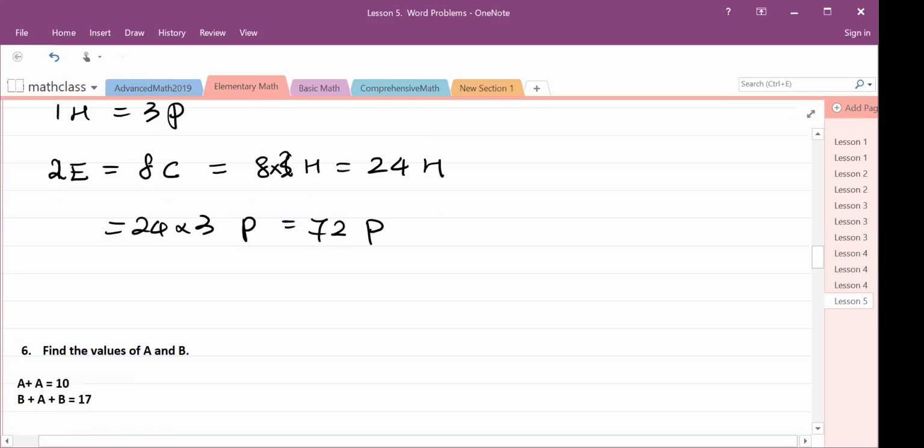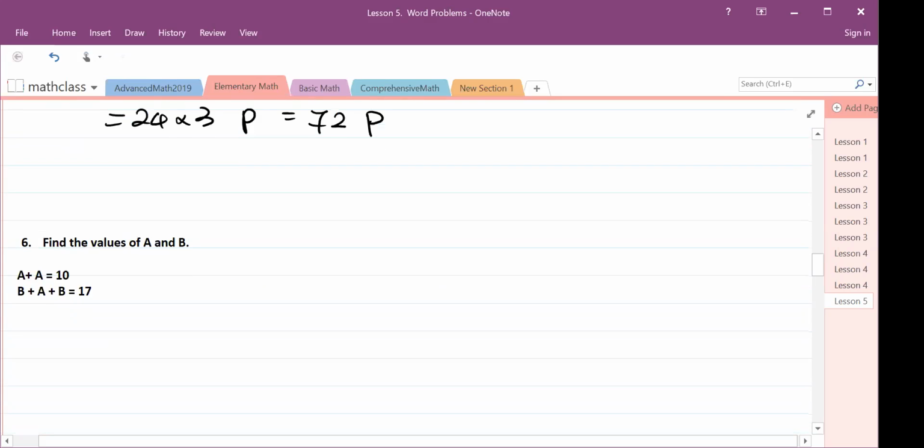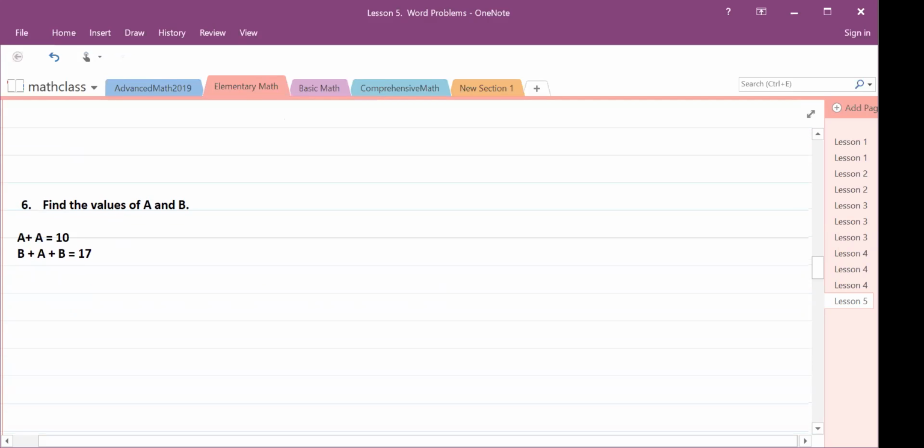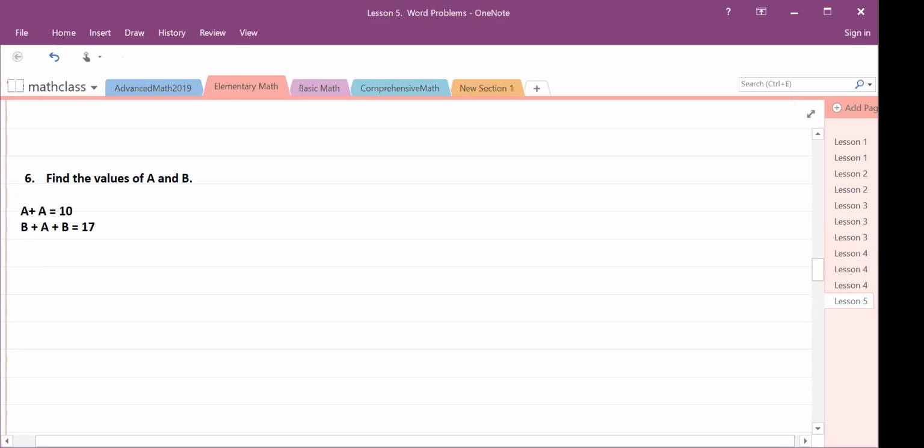All right, so next one. Now we're not going to deal with special items. A represents some number, B represents some number. We see that this number A plus itself equals 10. The number B plus A plus B equals 17. Can we figure out A and B?